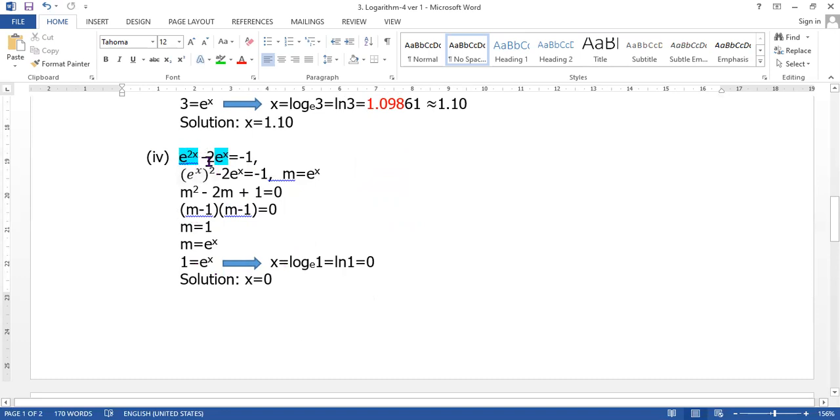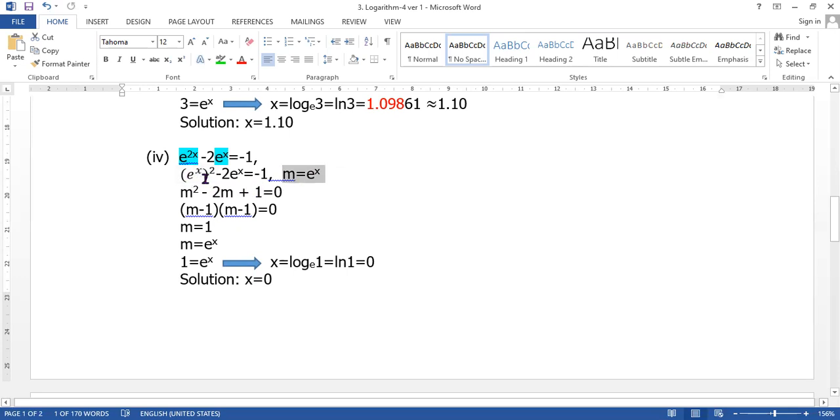e to the power of 2x. 2x we change as x to the power of 2. We can choose 2 here, 2 inside, and x outside. But because we want to assume e to the power of x equals m, so we use x inside. Okay.